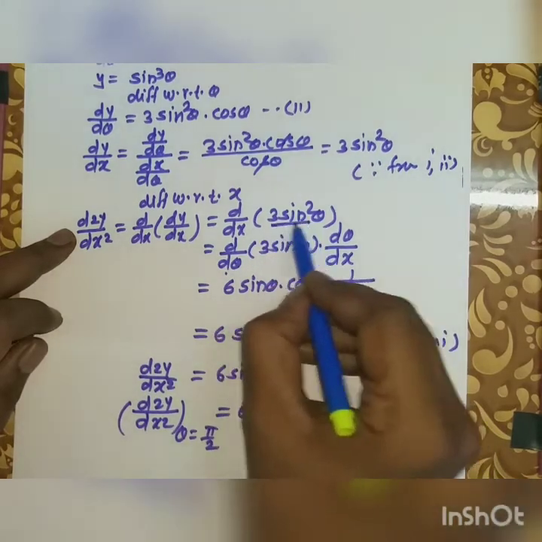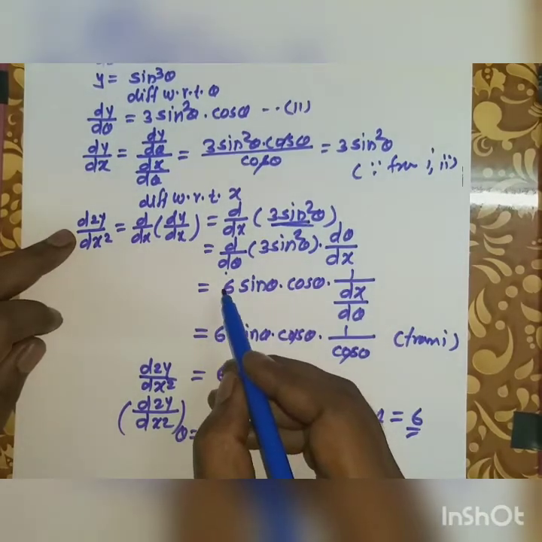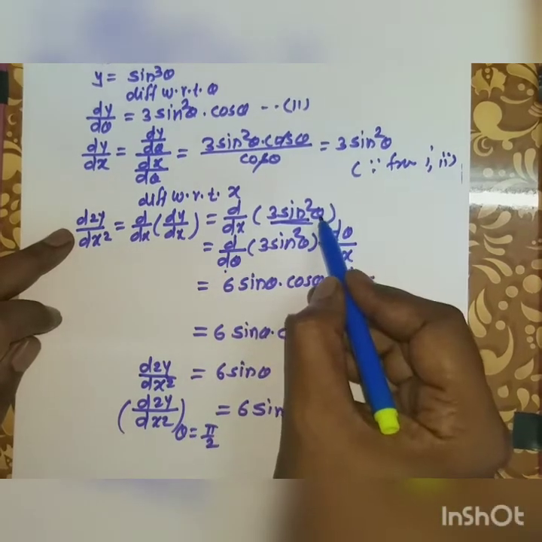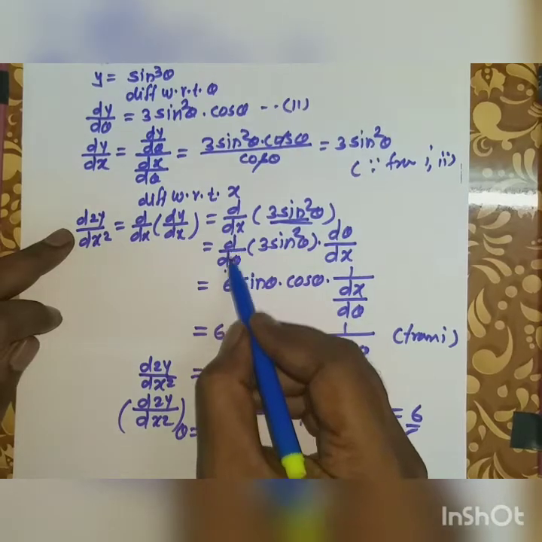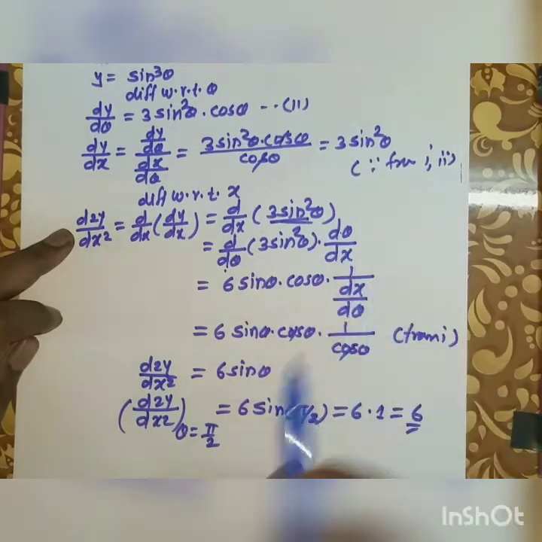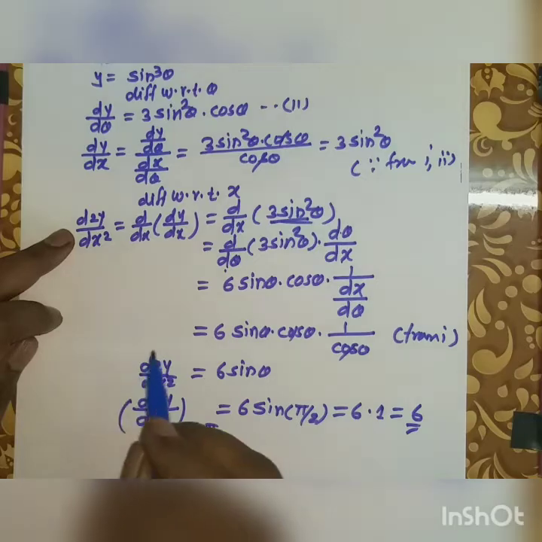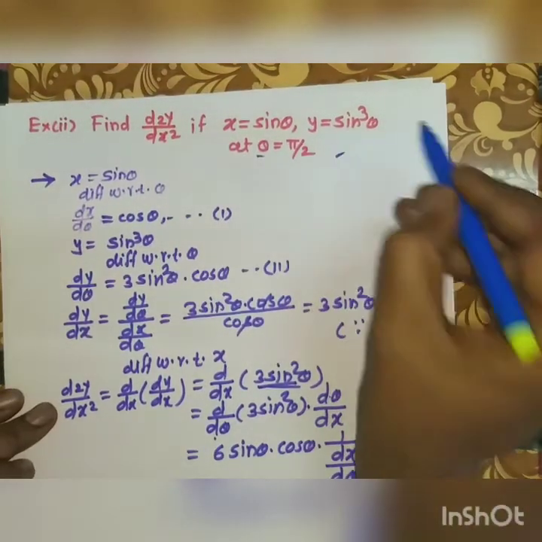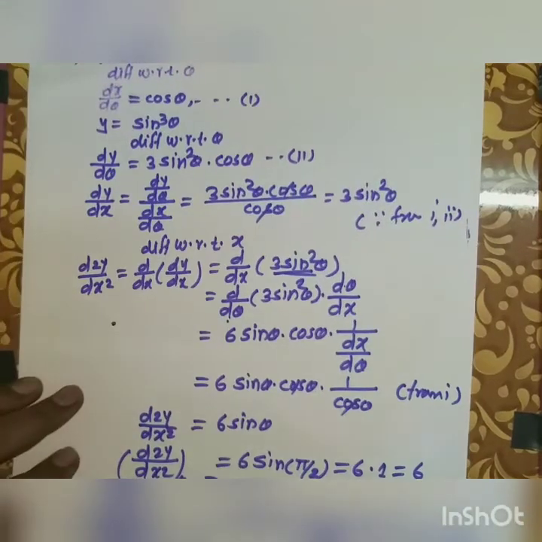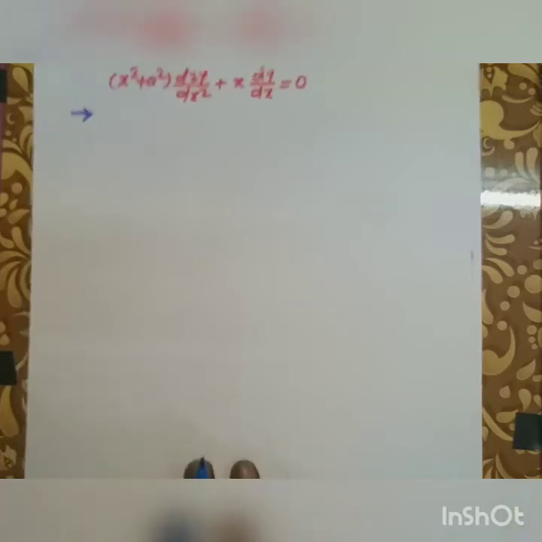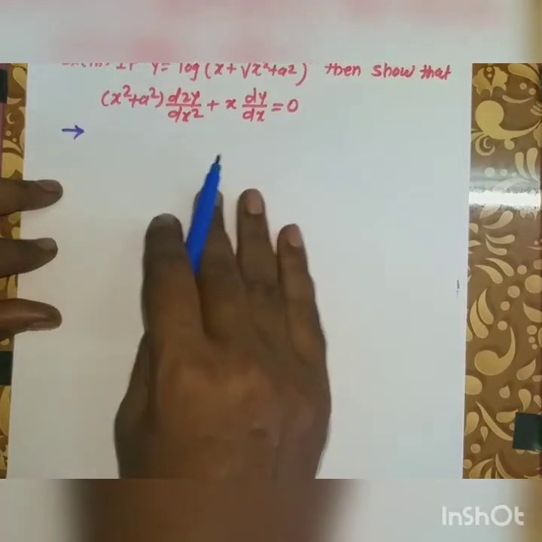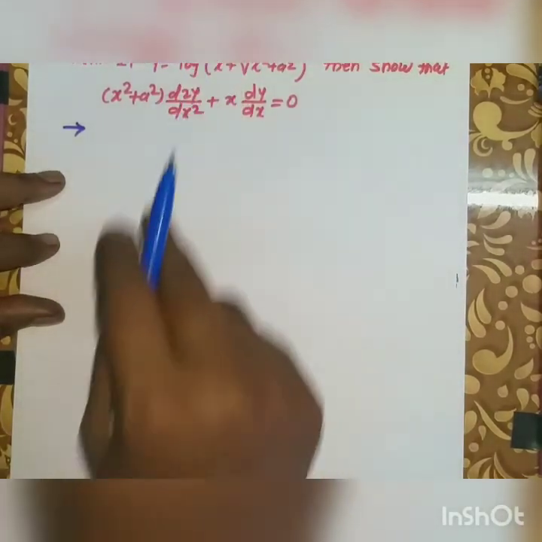Here the variable is not in terms of x. In each example we adjust in this way. Suppose a variable is t, then we write d dt into d dt by dx. In this way we find the second order derivative of a parametric function at that point. So this is the most important example. And the third example is where we are given some relation, and by using the second order derivative we have to show that this y is given.